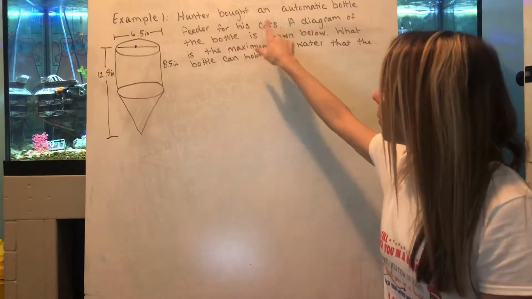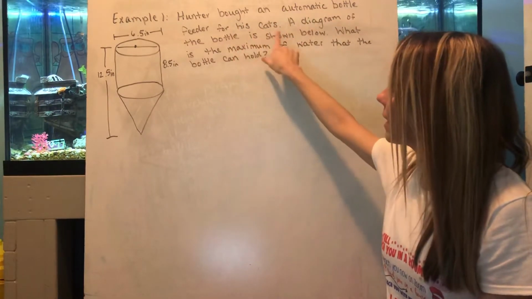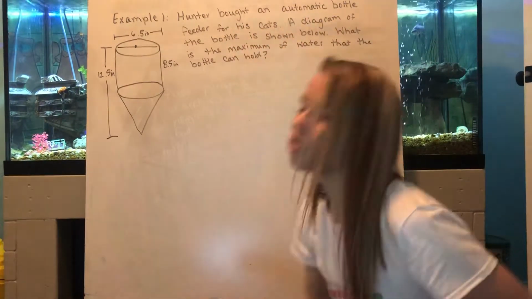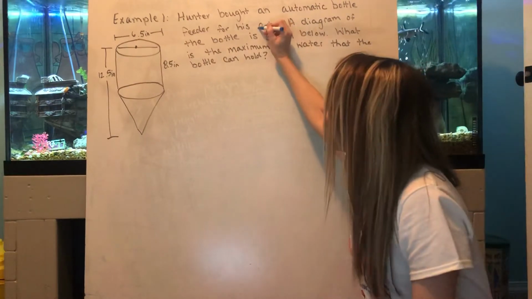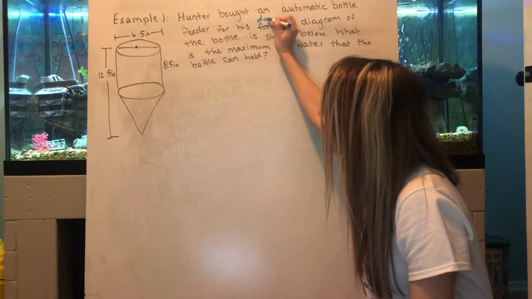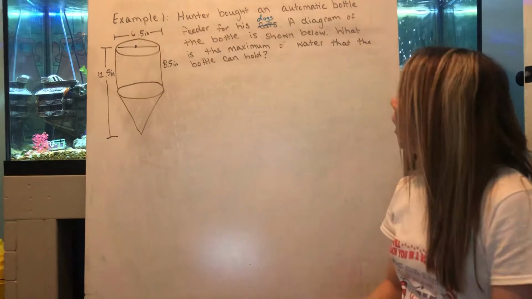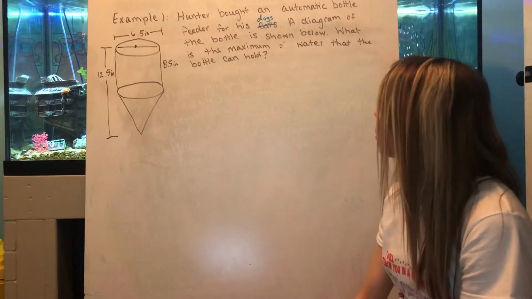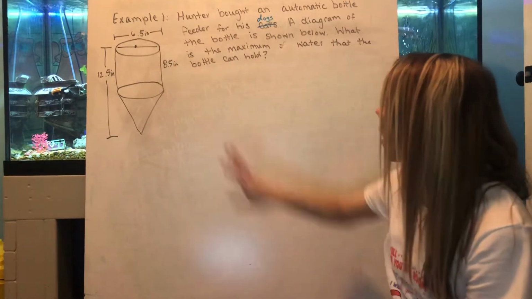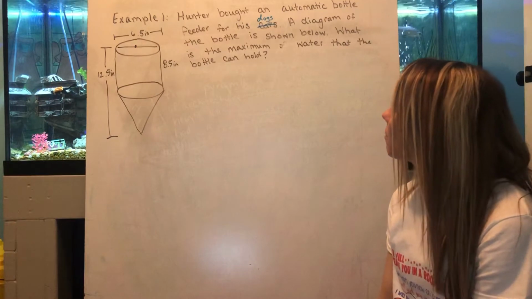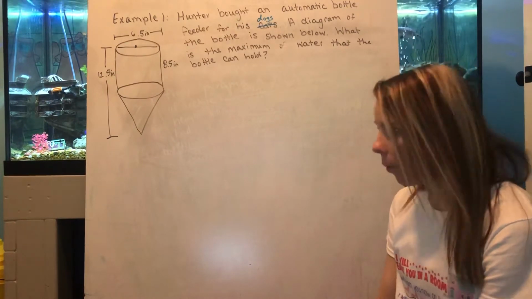It said Hunter bought an automatic bottle feeder for his cats. Let's go ahead and change that word cats to dogs, because I know right now he has more dogs than he can handle. A diagram of the bottle is shown below, but in mine it's to the left. What is the maximum amount of water that the bottle can hold?